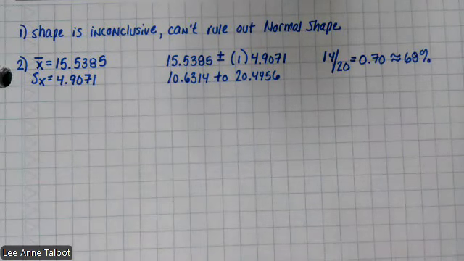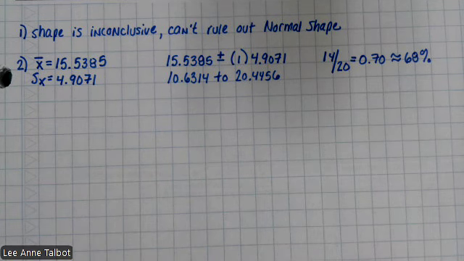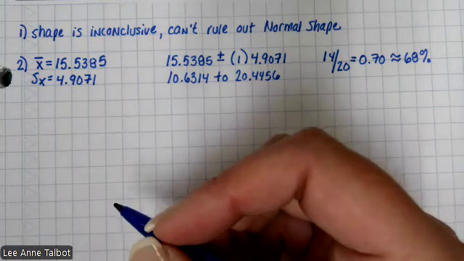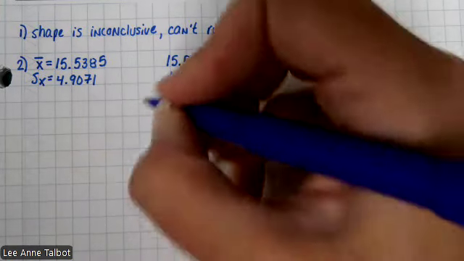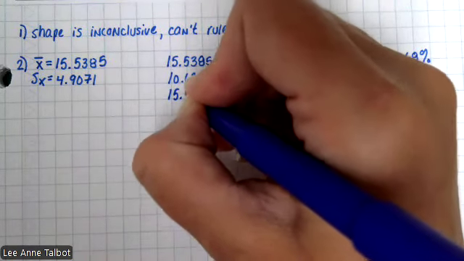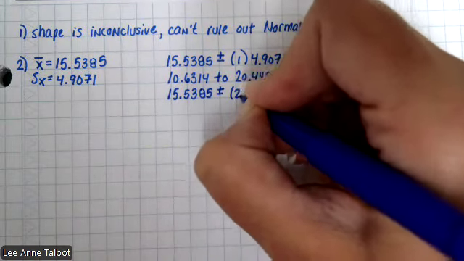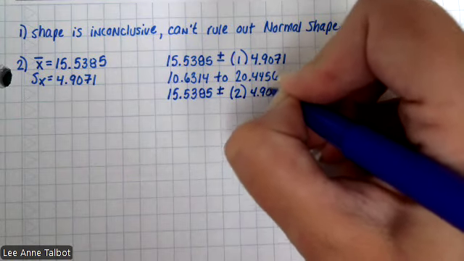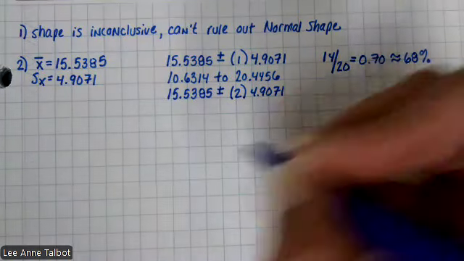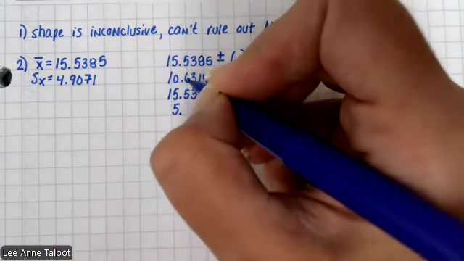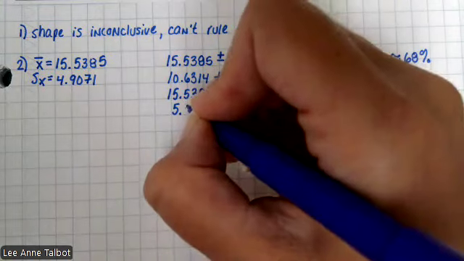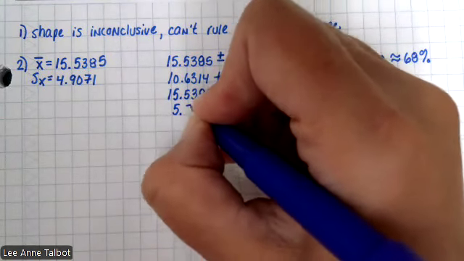Okay, what am I going to do next? What's the next line of the empirical rule? 68% falls within one standard deviation of the mean. What's the next one? You could flip back if you didn't know. Anybody?